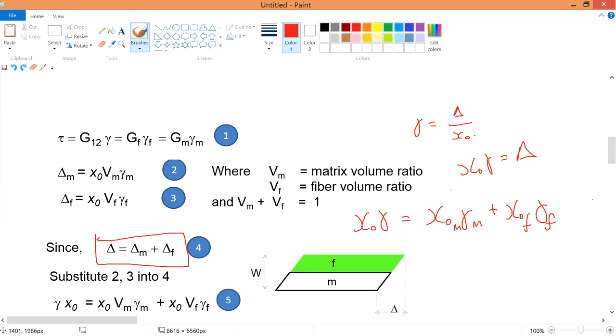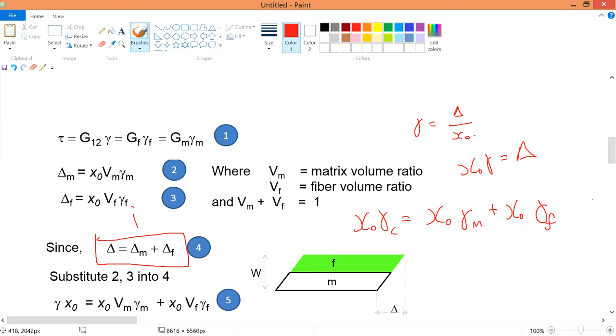Let me edit a little bit. Forget what I've just written over here. I'll just rewrite the answer in front of you. Since the x naught is the same for both the matrix and the fiber, I'll simply make them the same x naught. They are all constants. Because they are in terms of fractions, this thing plus this thing equals a certain amount of composite. So this strain is the overall composite strain. Hopefully you get what I mean.